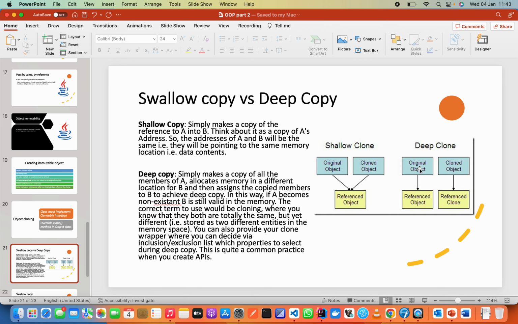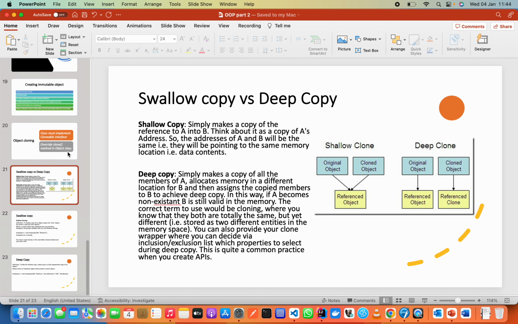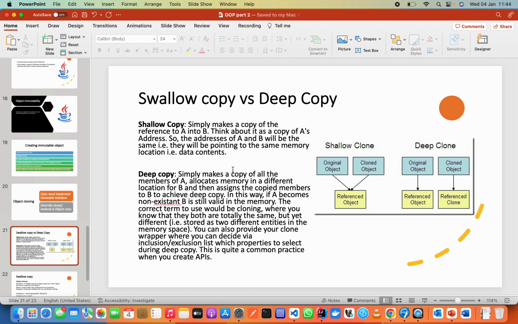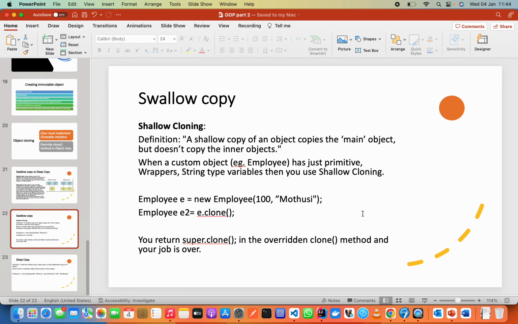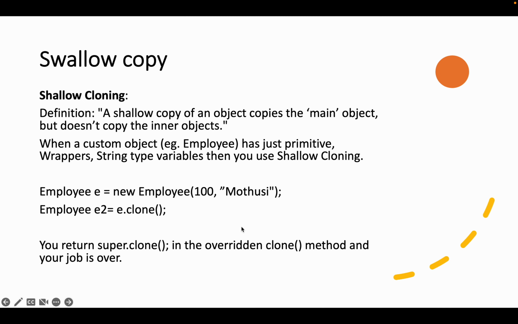So you see that with the deep copy, we have different reference objects that were created, new objects. I'm just going to explain this for us so that you don't get confused with the definitions that we have here. Let's go to shallow copying.